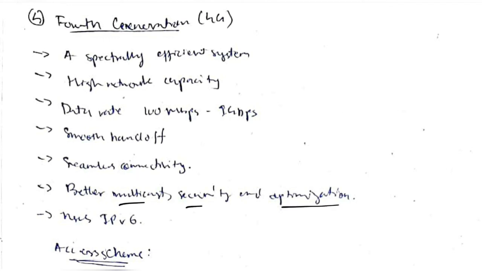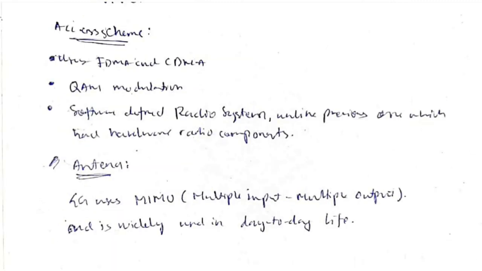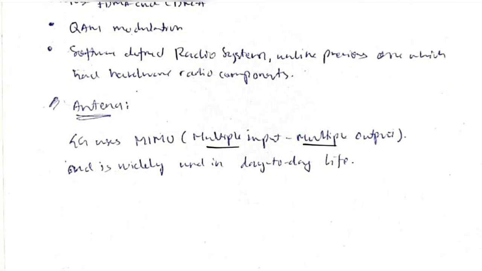It also has seamless connectivity, meaning it's globally used very efficiently, and it has better multicast security and optimization, and it uses IPv6. For access it mainly uses two schemes, FDMA and CDMA, and for modulation it uses QAM. The radio components used in 1G and 2G were hardware components, whereas in this one it is a software defined radio system. It also supports multiple input multiple output operation.